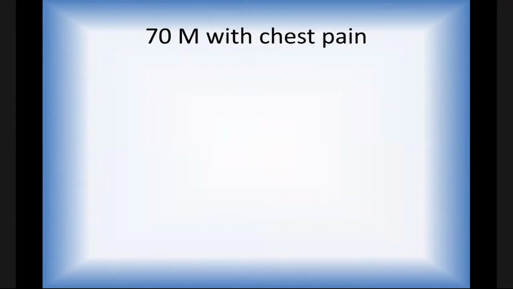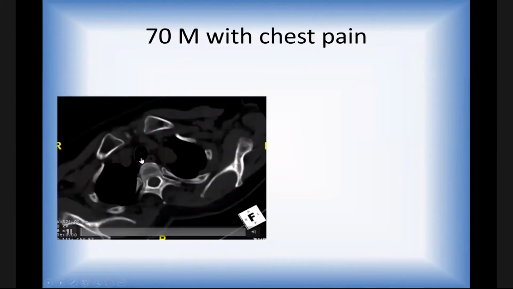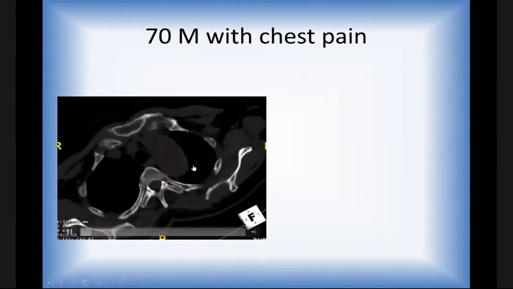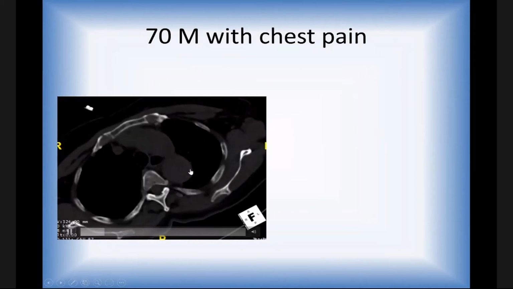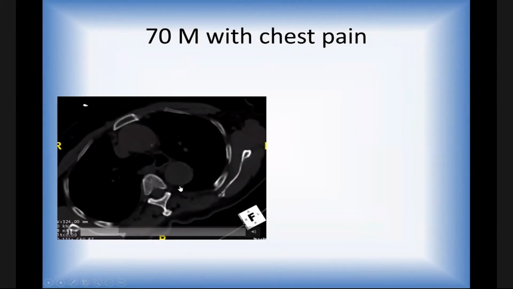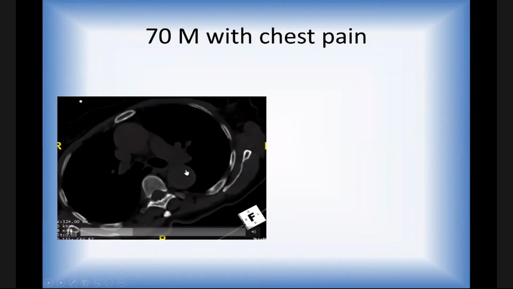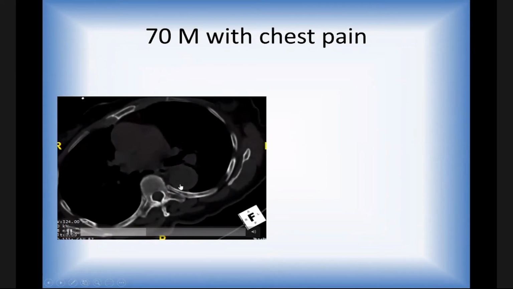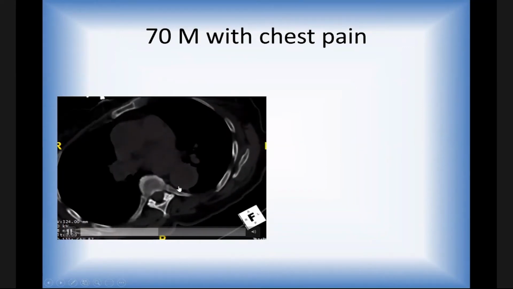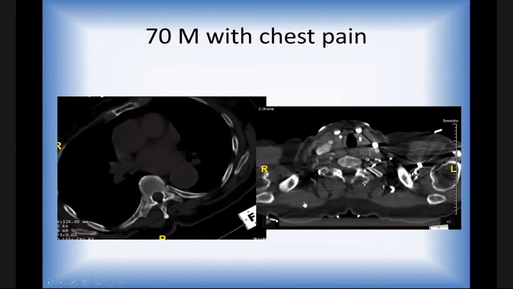The next case is a 70-year-old man with chest pain. This is a non-contrast. I want to show you this bright, high density here. This looks fine. Ascending looks fine. Only this descending aorta here has a little bit of a bright wall.